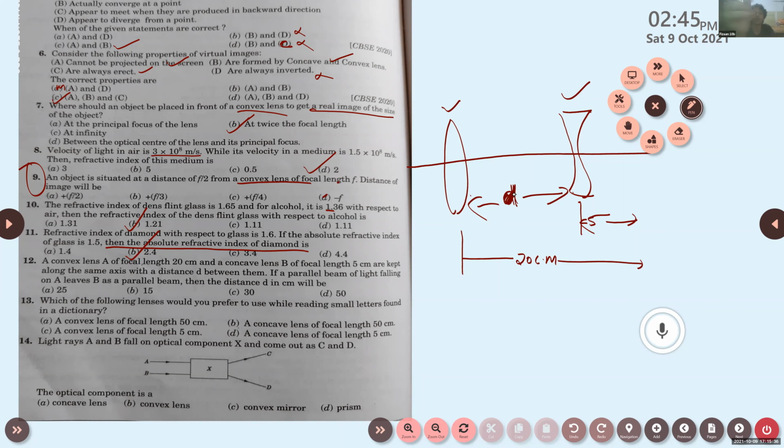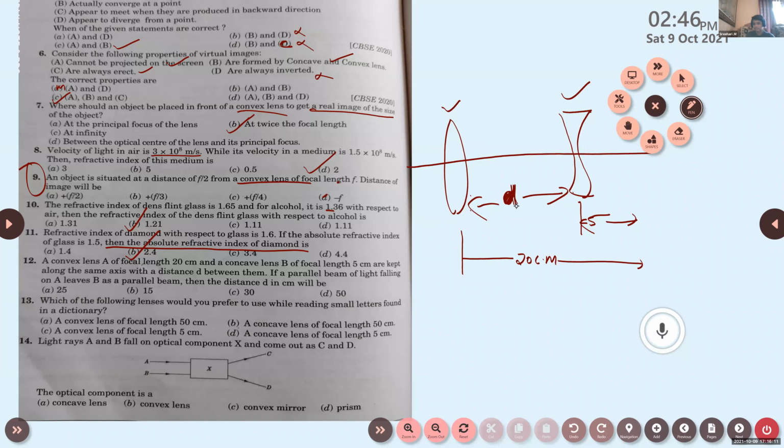So that 20 and the distance D. What about the distance between these two lenses, not the total distance, total focal length between these two lenses? Yes. What about the distance D between these two lenses? I think it will be 15, ma'am. 15. How you get it's 15?